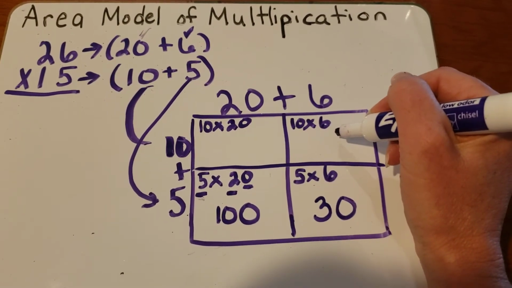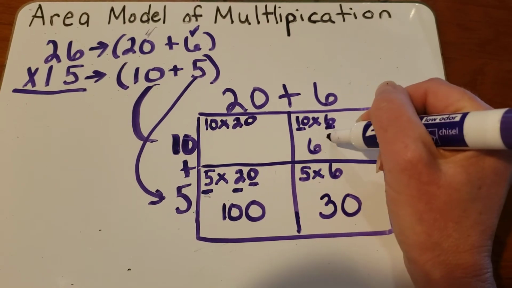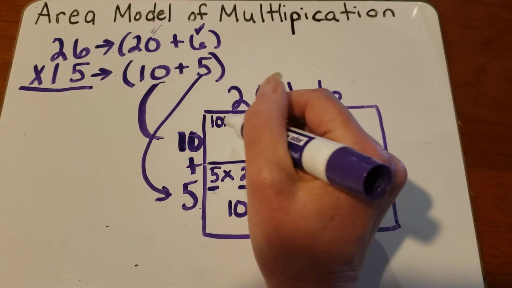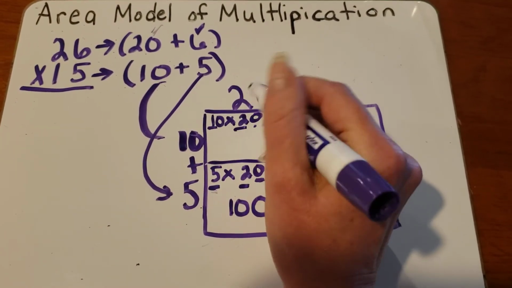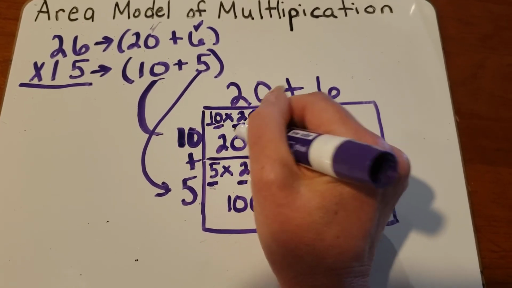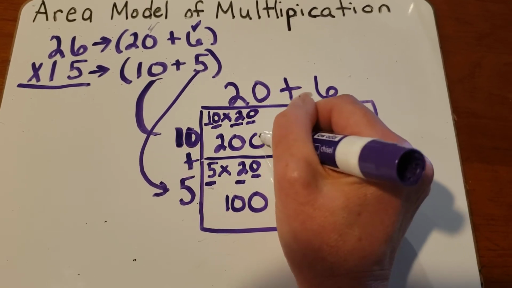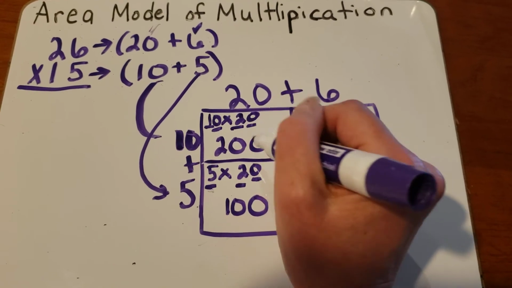I'm going to go to this box right here. 6 times 10 is 60. And then finally, again, 10 times 20, I've got 1 times 2 is 2, but I have a 0 here in this 10 I have to bring down because I'm multiplying it by a 10, and I have to bring this other 0 down. So 10 groups of 20 is 200.